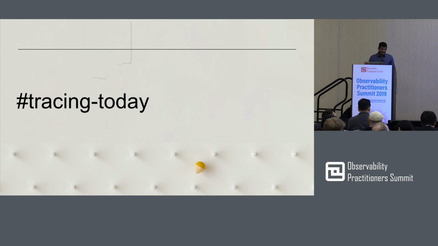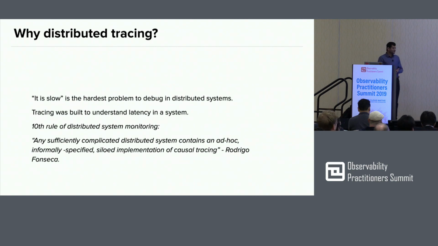I'd like to start with a really quick overview of tracing. Slowness is the hardest problem to debug in a distributed system, so tracing was built to identify where the bottlenecks are in the system. Everybody builds their own version of tracing. That gave rise to Rodrigo's 10th rule of distributed system monitoring: any sufficiently complicated distributed system contains an ad hoc, informally specified siloed implementation of causal tracing.